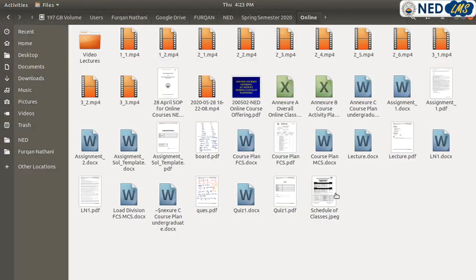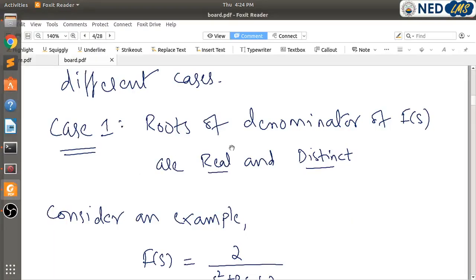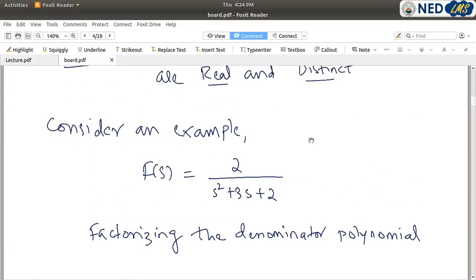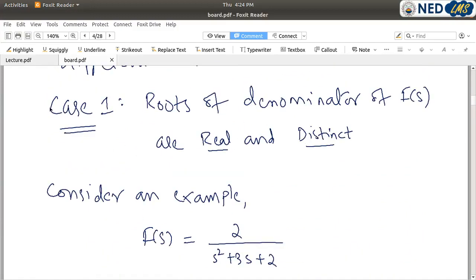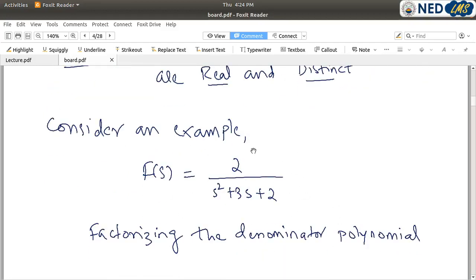So actually, we were discussing the different cases that exist in the partial fractions. In the last lecture, we completed case one, which is the roots of the denominator of F of s are real and distinct. And under this topic, we explored an example problem.